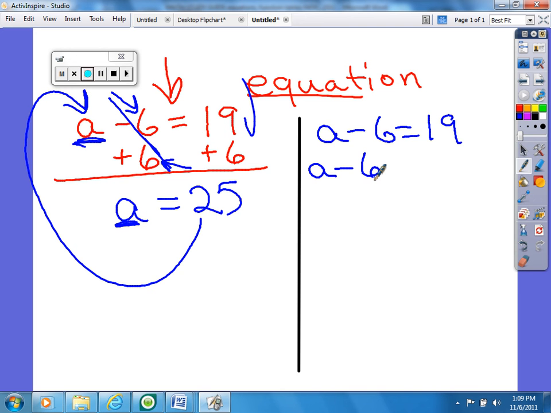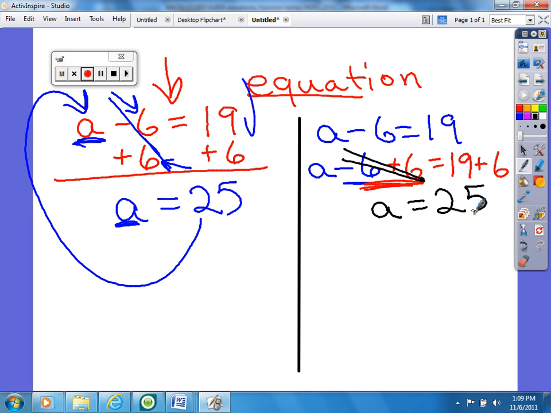Think of it like this: this is your enemy. Whatever they do, you can do the opposite just to get back at them. So if they subtract 6, I'm going to add 6. And I'm just going to write it this way. And if they do it here, I'm going to do it here. When I add and subtract the same number, you get 0. That's gone. A is the only thing left, and there's your answer again. So I go back and put my answer back in, and I'm done.